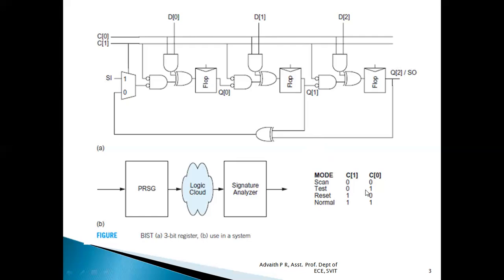Similarly, if we consider both C0 and C1 as 0 and 0, this circuit acts under scan mode. In scan mode, the flip-flops are configured as a 3-bit shift register between S1 and S0.